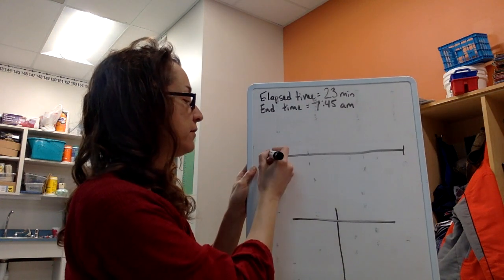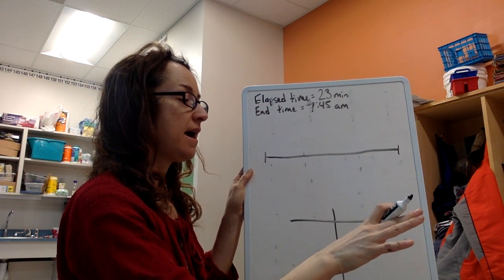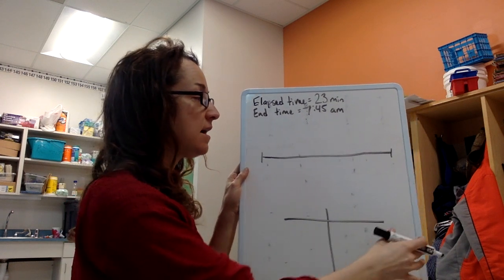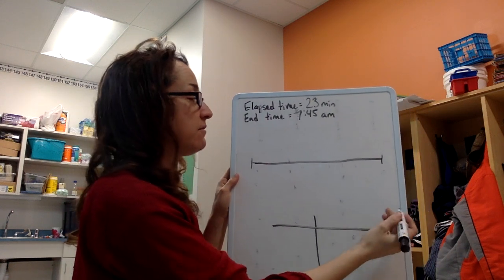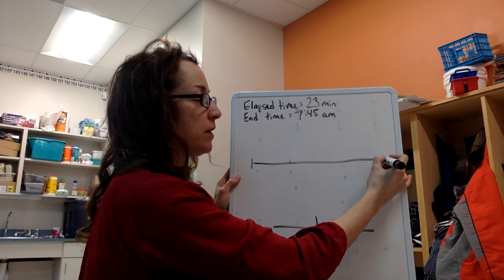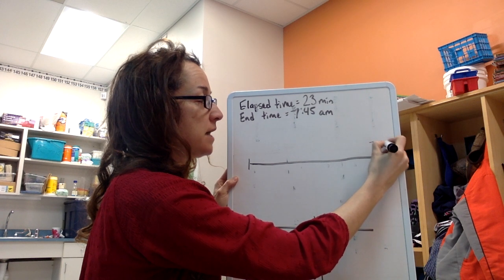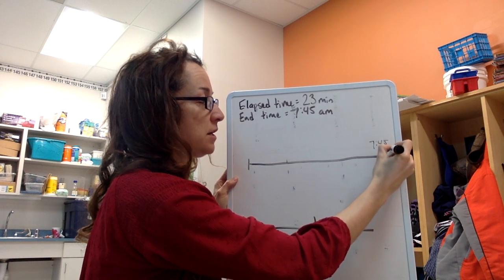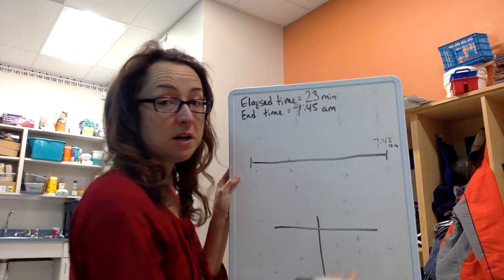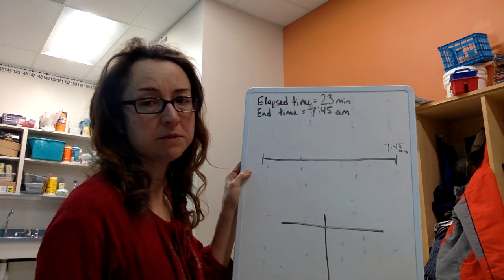So let's start first with our number line. We know that we have an end time of 7:45. So on my number line, I'm going to put that right over here at the end, because typically when we put together our information, or when you were finding your elapsed time, you had your start time here and your end time here. So I'm going to be consistent.